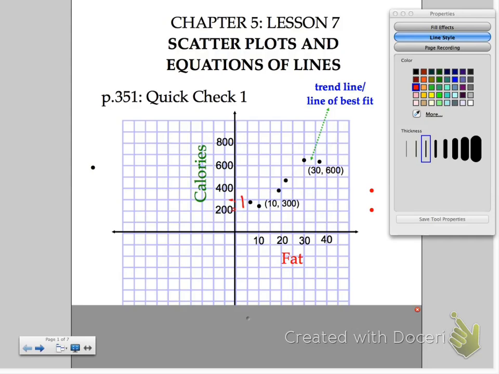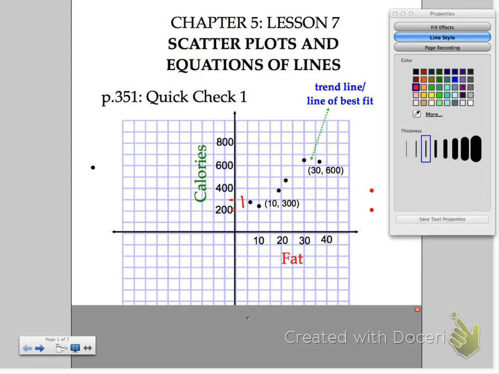Now, what does a trend line do? What is the purpose of a trend line? Doesn't it show if it's positive correlation or negative correlation? Yes. Okay. Very good. What else? Yep. It gives you an estimate of about where the points would be on a line.